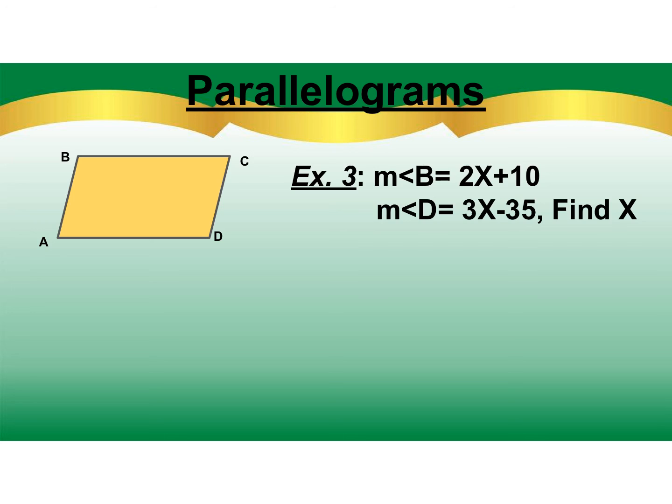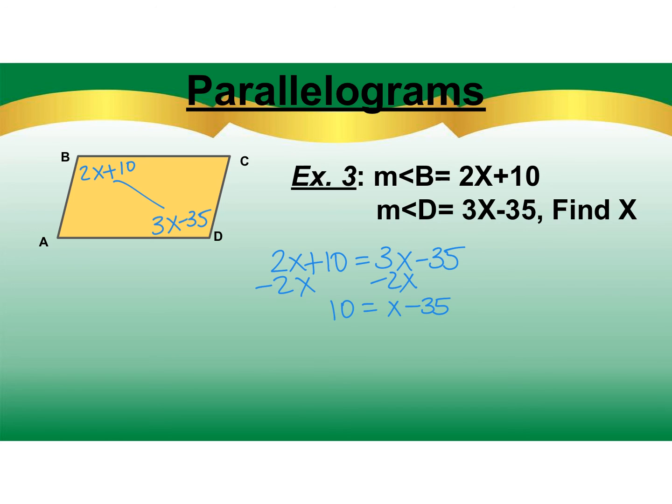Let's fill in what we know for our angle B. We've got 2x plus 10, and angle D is 3x minus 35. Those are opposite, so I can set them equal. So 2x plus 10 equals 3x minus 35. I want to find x, so I'm going to subtract 2x from both sides. 10 equals x minus 35. Still trying to get to the x, so I'm going to add 35 to both. And I get x to be 45.